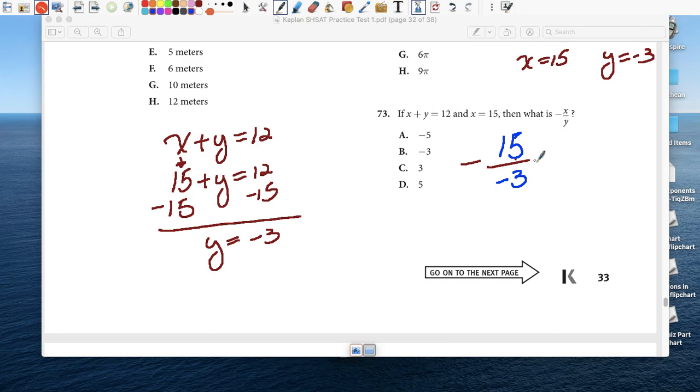Now, we all know what 15 divided by 3 is, which is 5, but we have two negatives here. So a negative and a negative is going to make this positive. And that's, I think, the tricky part of this question. So 73 is D.